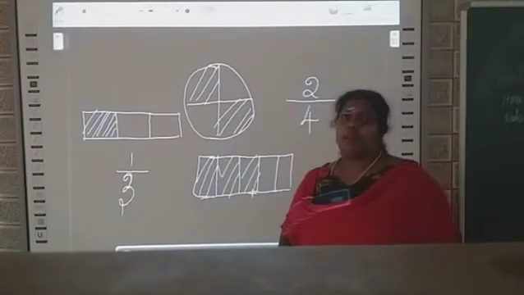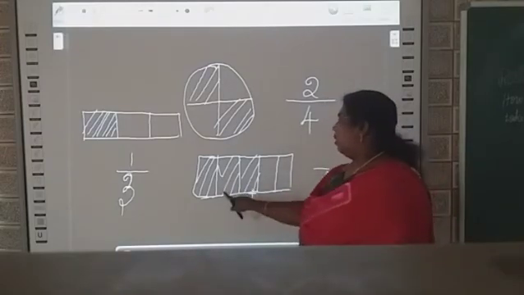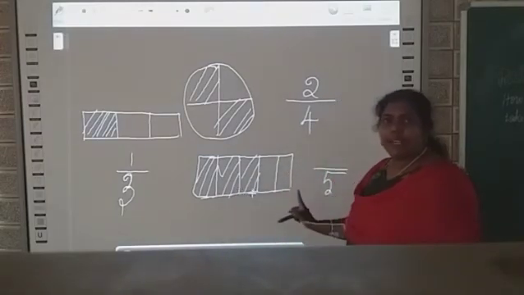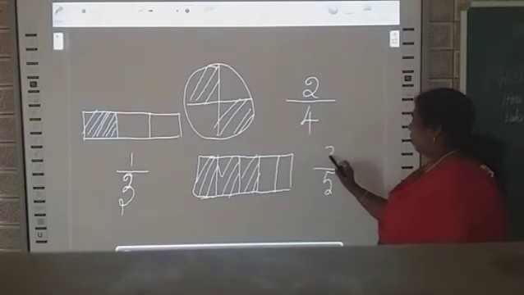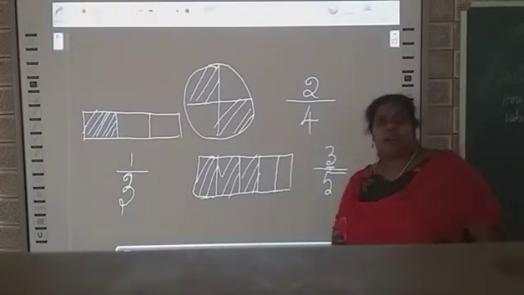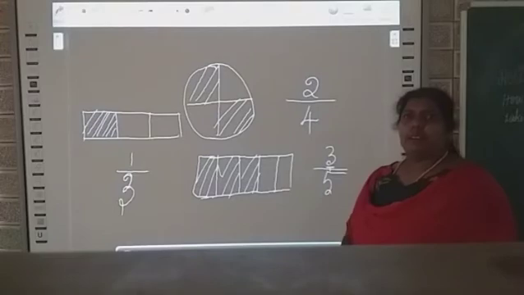Three parts. Okay. 3 parts now I am going to shade. So 3 parts means what is the numerator value? Numerator value is 3. 3 divided by 5. 3 divided by 5. Isn't it?